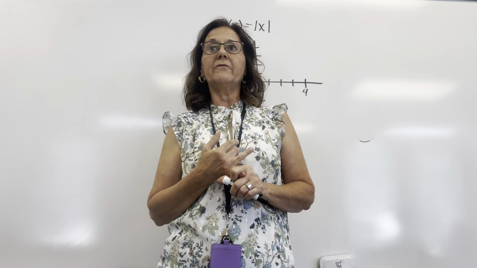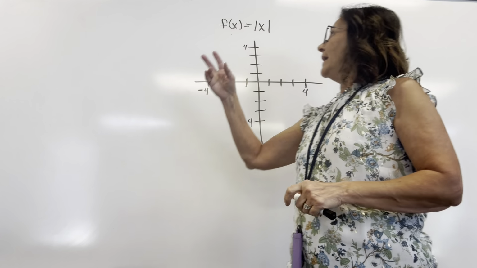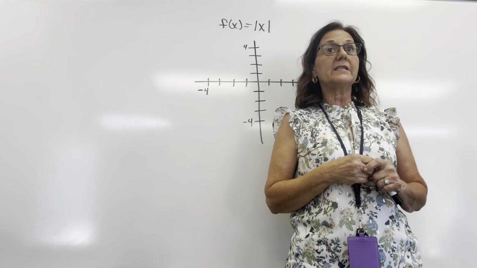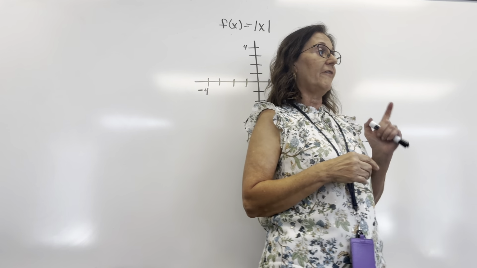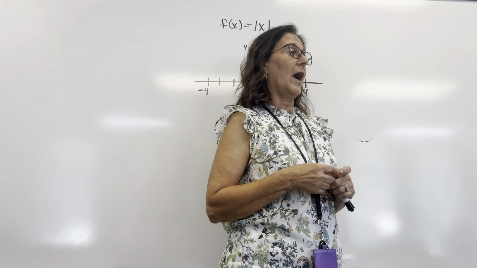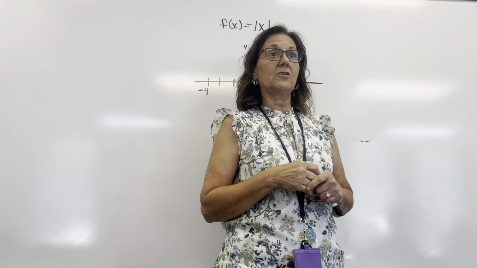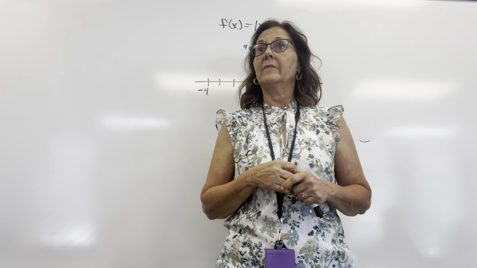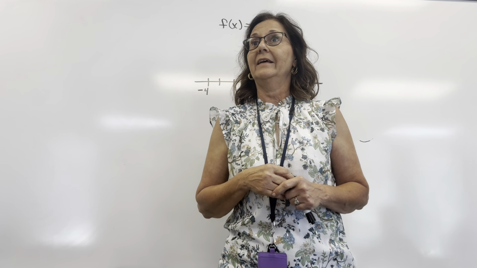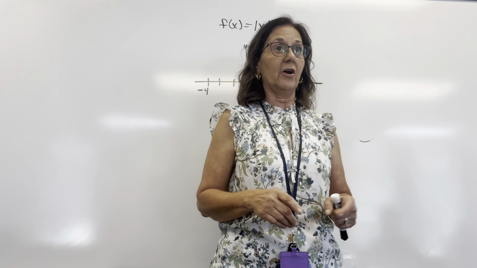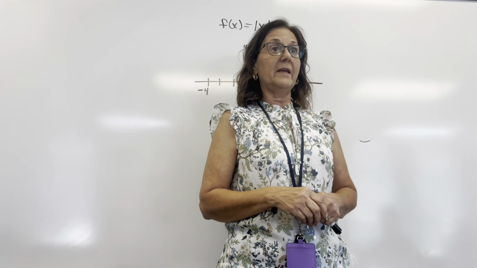Every absolute value function has the absolute bars in it. When you see the absolute bars in a function, the graph is going to look like a V. It is not going to be a line. It is not going to be a curve. It is going to be a V.